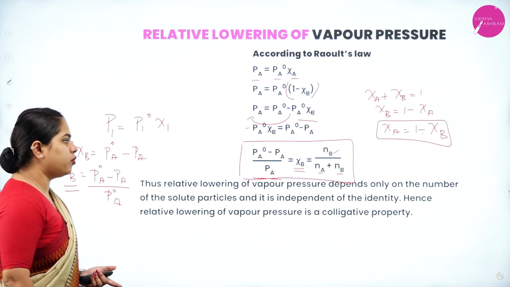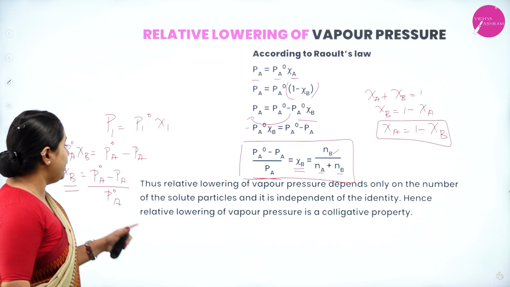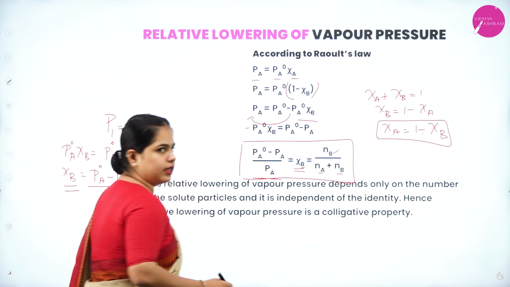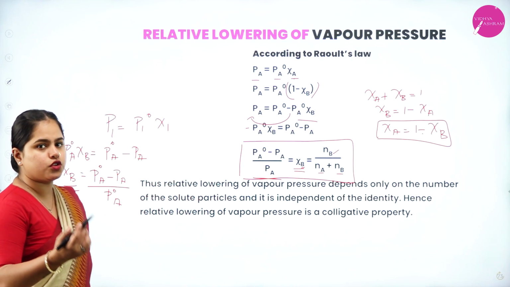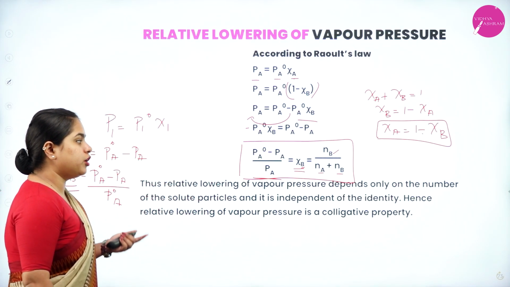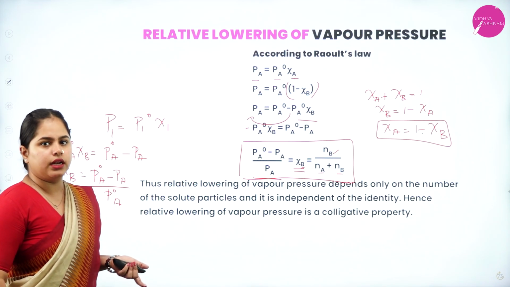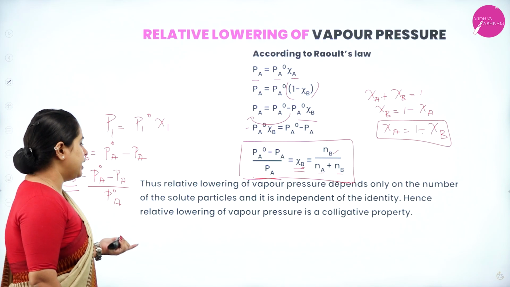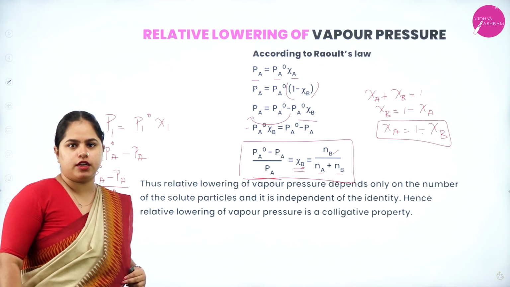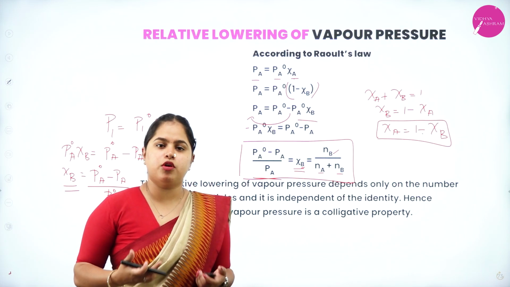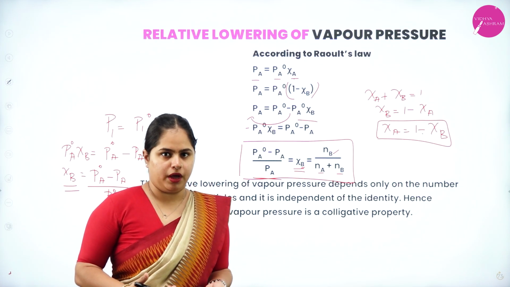So, thus relative lowering of vapor pressure depends only on the number of solute particles, right? Only in terms of B we are writing, that is, it only depends upon the number of solute particles and it is independent of its identity, that is, it does not depend upon its nature, only the number of moles. Hence, relative lowering of vapor pressure is a colligative property, right? Colligative property means it is only supposed to depend upon the number of solute particles, right?